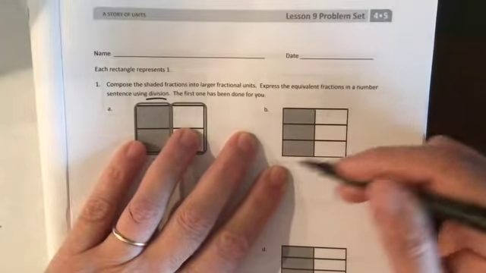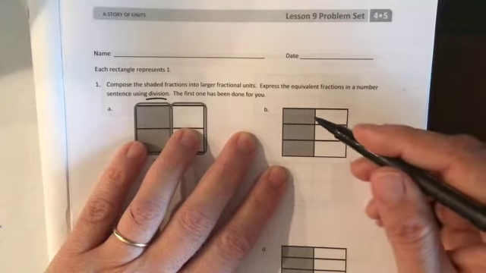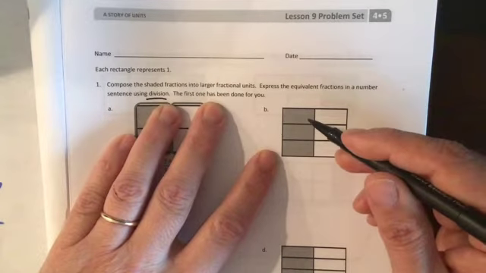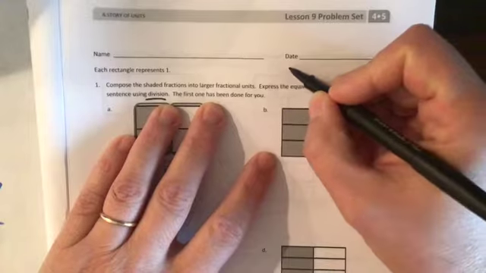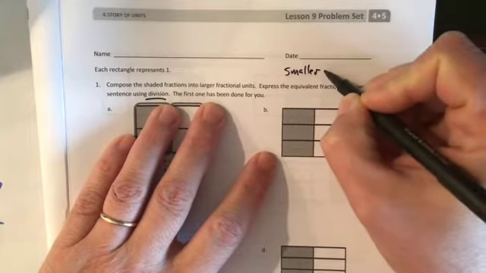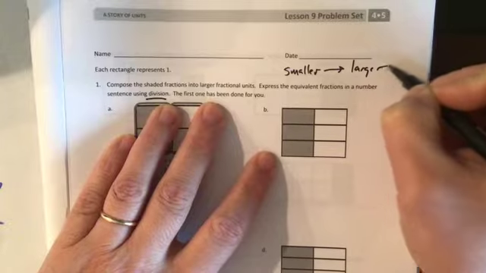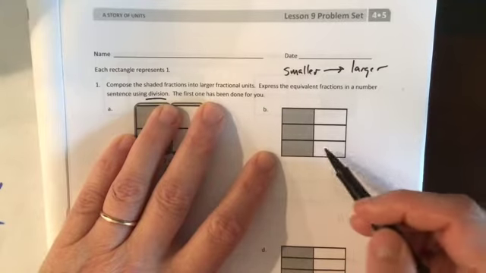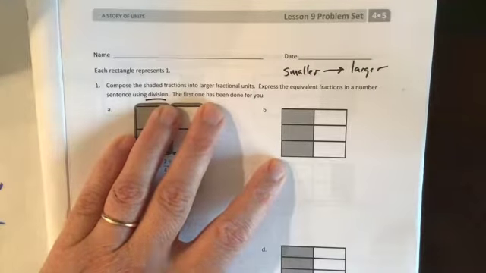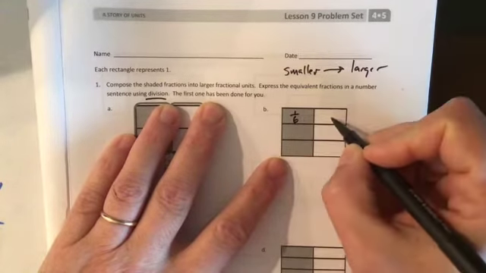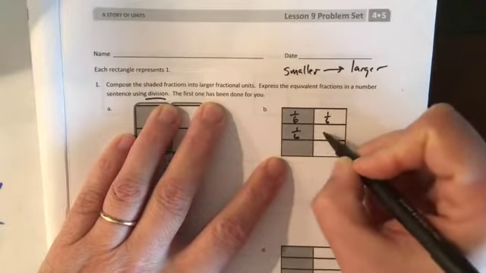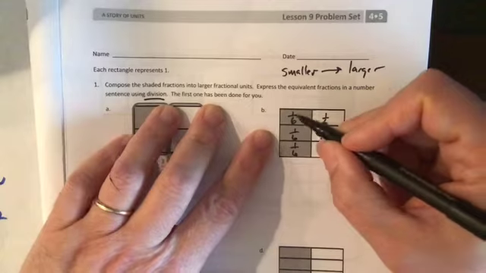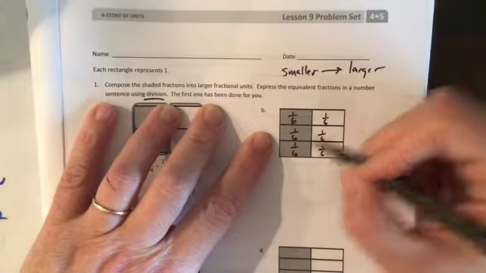Okay, so I'm looking at my area model, and let's see, what are my smaller fractional units? I'm going to go from smaller to larger in all the problems, using division. So my smaller fractional units, let's see, it's 1, 2, 3, 4, 5, 6. My area model is divided into sixths. So each of these little boxes is 1/6, so there's 6/6, and then the area that's shaded is 1, 2, 3/6.